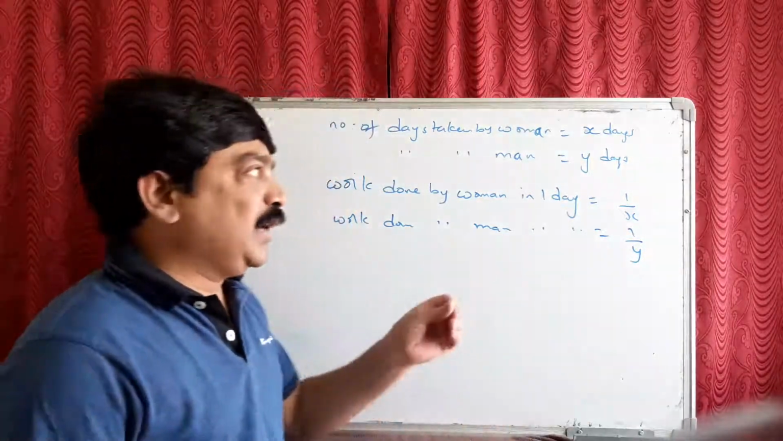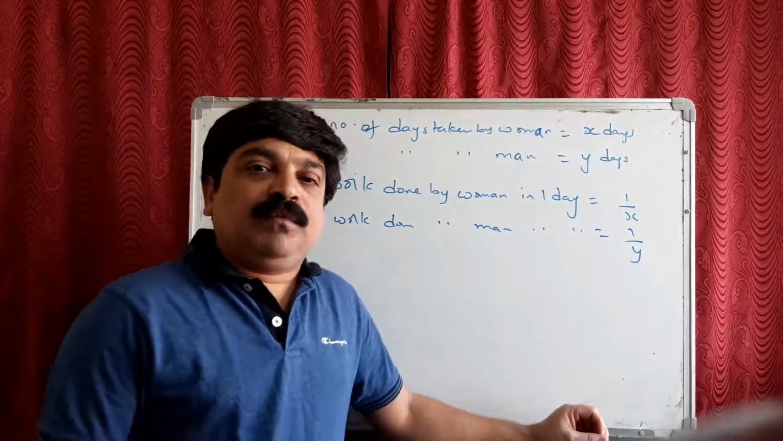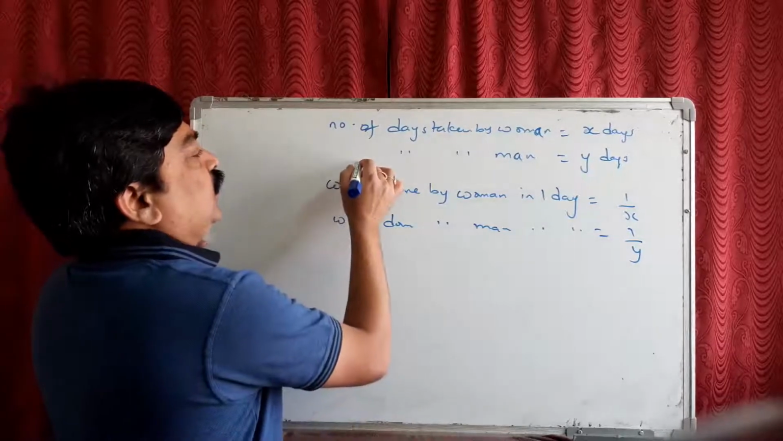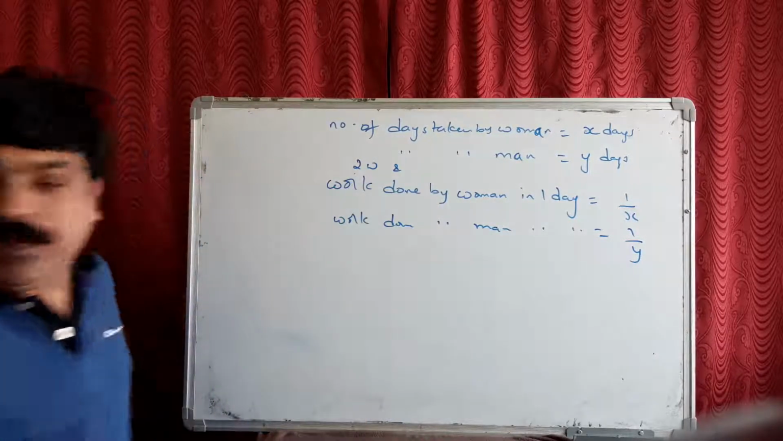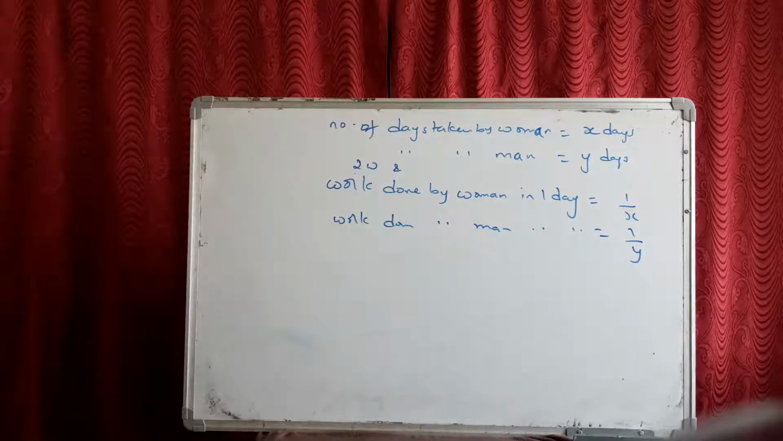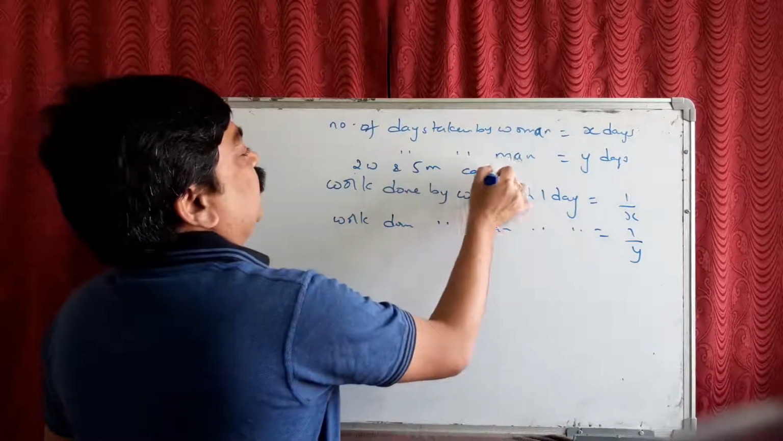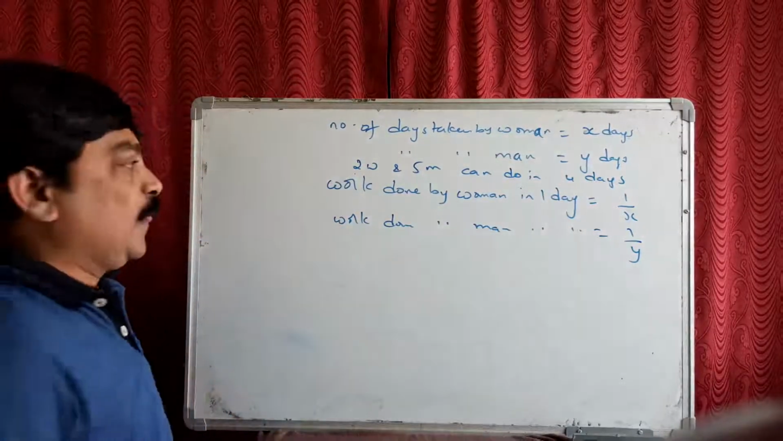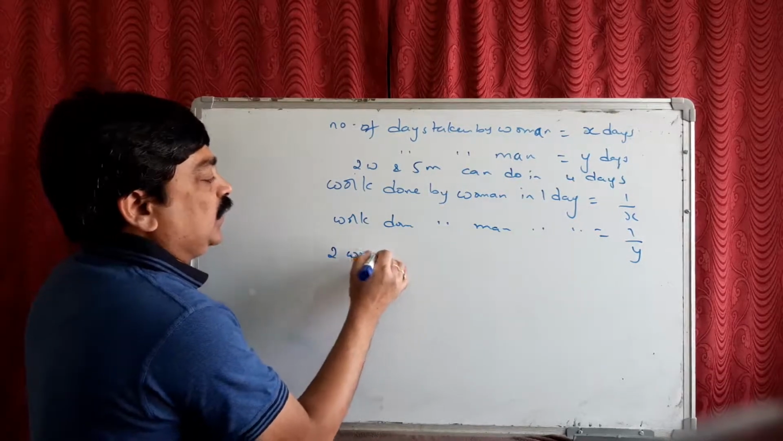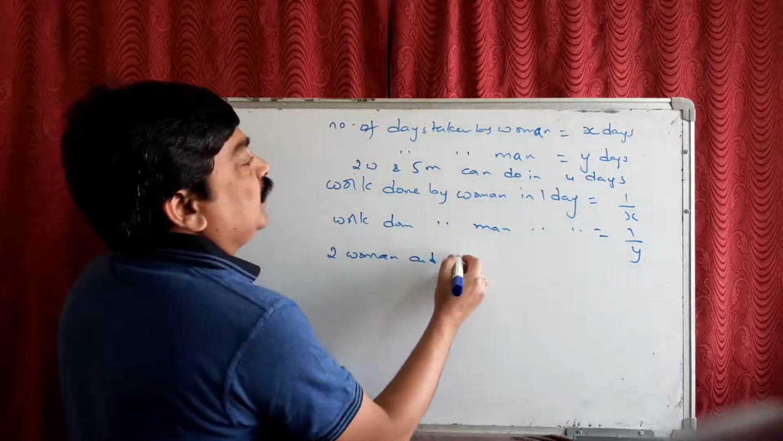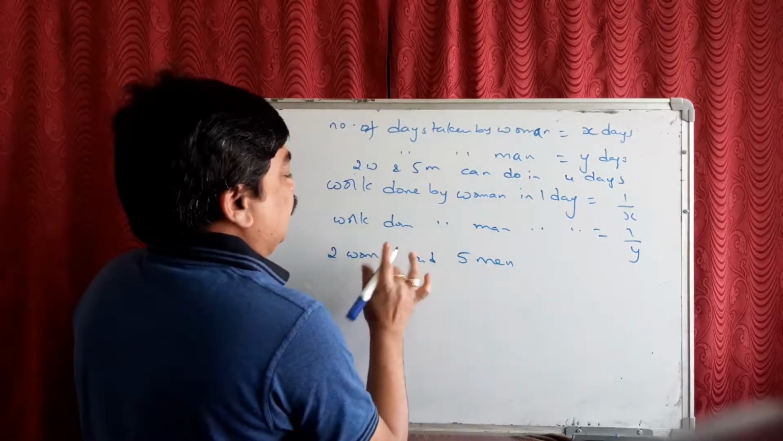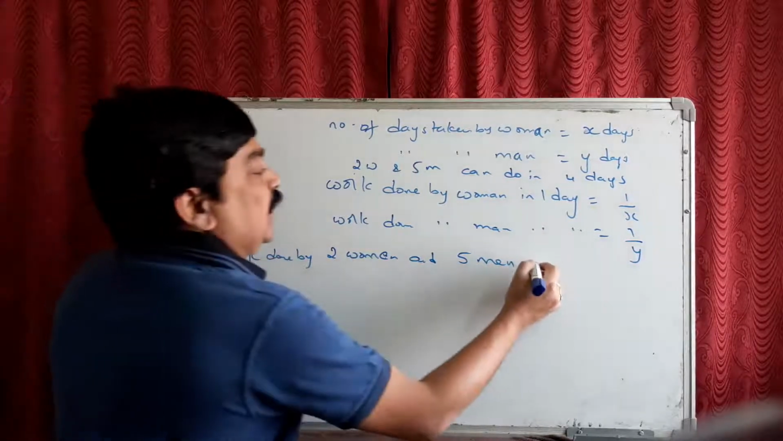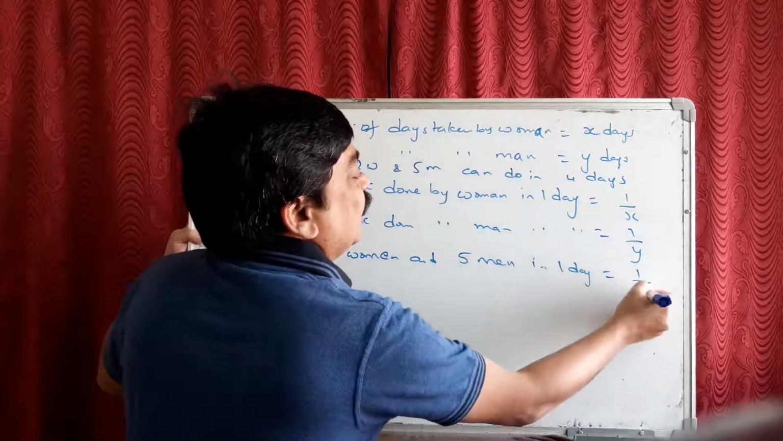So for these work done problems, we have to take it for 1 day. And they have given that 2 women and 5 men can do it in 4 days. So this also we take for 1 day. So 2 women and 5 men, work done by them in 1 day, it will be 1 by 4.